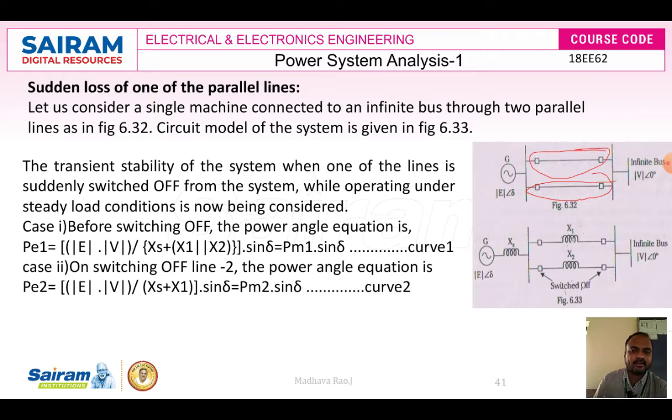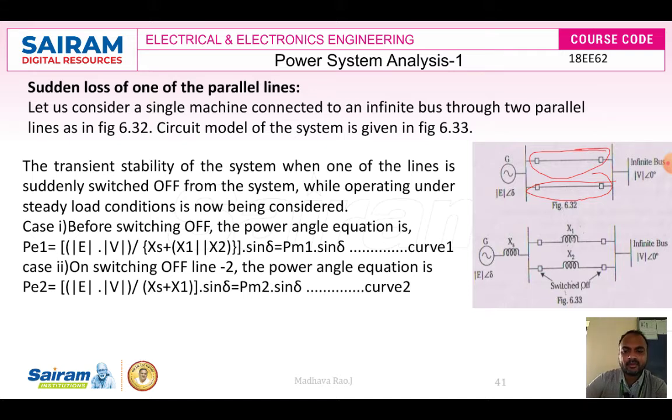Let us consider a single machine, a single generator, connected to an infinite bus through two parallel lines. Due to a disturbance in the system, one of the lines is suddenly switched off. That means one of the circuit breakers is turned off, disconnected. While operating under steady load conditions, when one of the lines is disconnected, we will get an instability of the system.